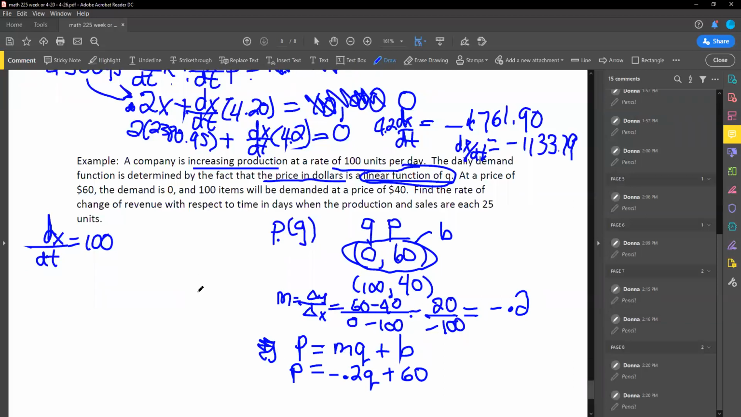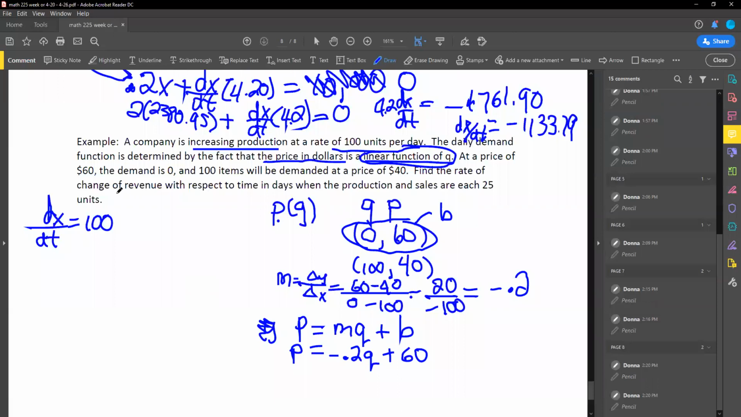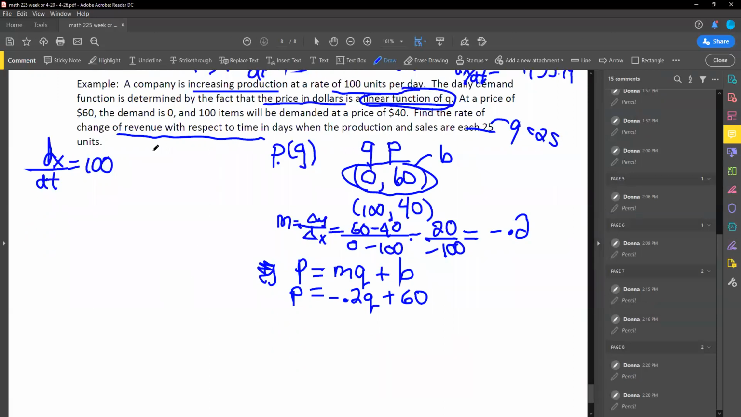Now it says find the rate of change of revenue with respect to time in days when the production and sales are each 25 units. So that's just telling me that the quantity demanded is 25. I'm not going to plug that in now. Now revenue. What's revenue? Revenue is the price that you sell it for times the number that you want to buy, so that's the quantity demanded. We normally call it X. We call it Q here because of the way they defined it. So you have two variables, but you know what P is. P is that. So we're going to plug it in.